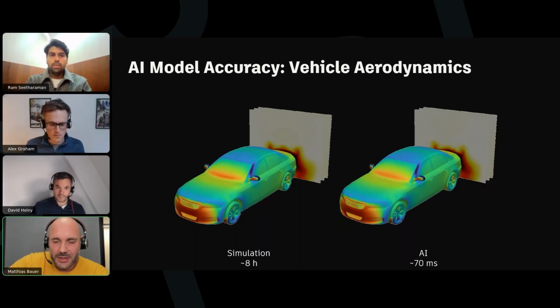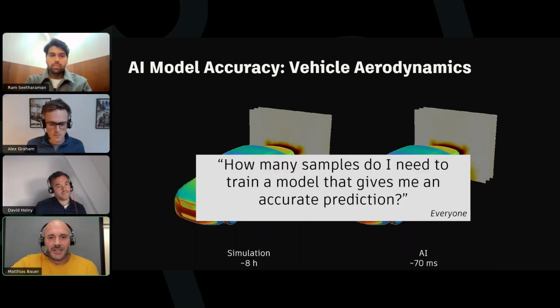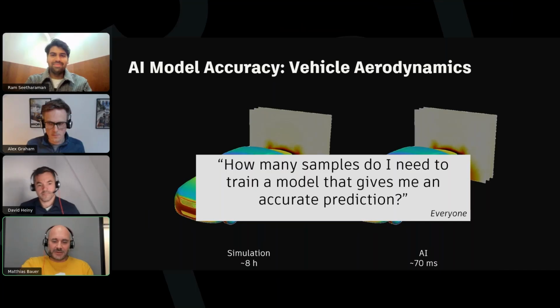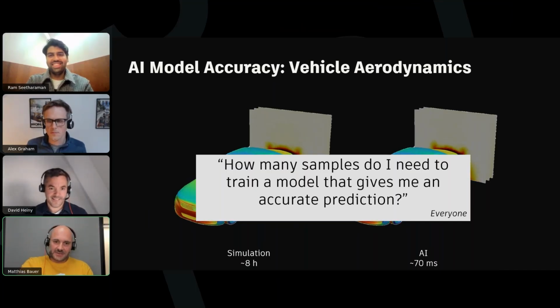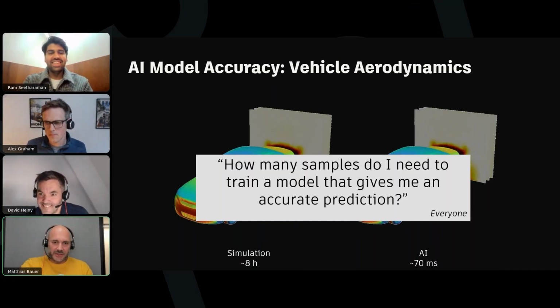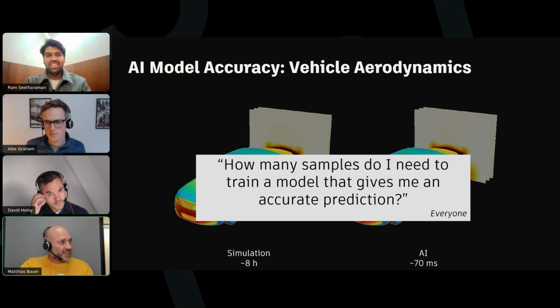That's not necessarily how you should use physics AI, because the very first question that I get for a decade in probably hundreds or thousands of conversations is, how many samples do I need to train a model that gives me an accurate prediction? And this is a very valid question, but it's also the completely wrong question.